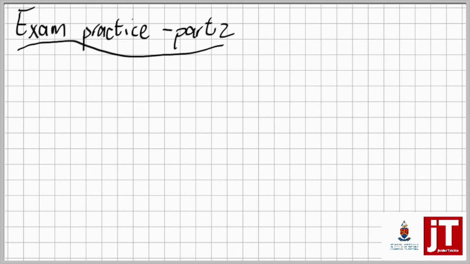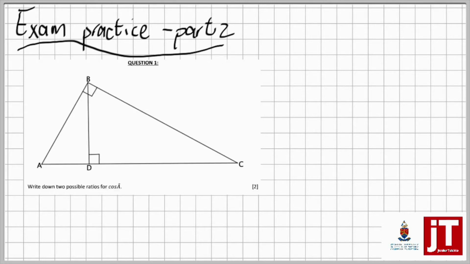Exam practice part 2. In this specific exam practice video, we are going to have a look at solving some interesting questions. Specifically 3 or 4 questions that I love to ask in this exam. So let's start with the first question. The first question is question 1. Write down 2 possible ratios for cos of angle A.